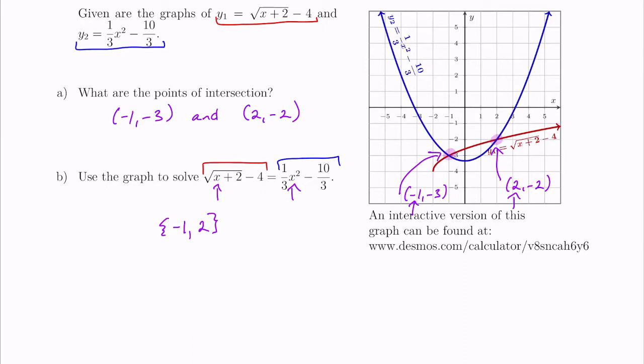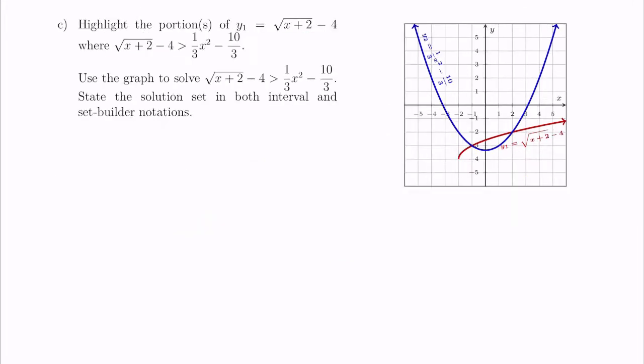In parts C and D, we're going to be looking at 2 separate inequalities. Please note that there is this URL down here with a link to a Desmos graph that is an interactive version of what we're already looking at in the video. So to answer the next 2 parts, we will make use of that Desmos graph. In part C, we want to highlight the portions of y1 equal to the square root of x plus 2 minus 4, where the square root of x plus 2 minus 4 is greater than 1/3 x squared minus 10/3.